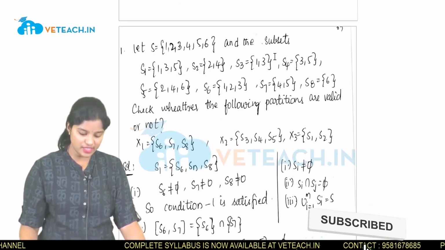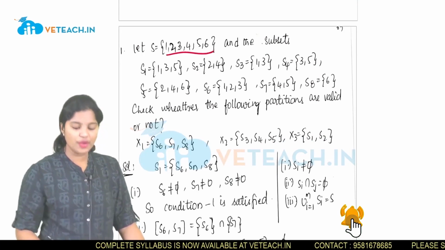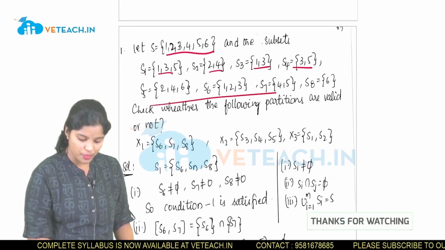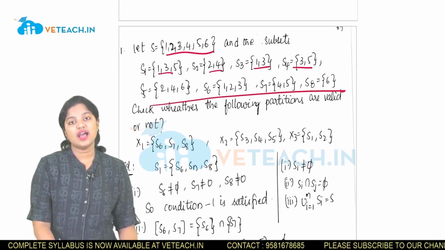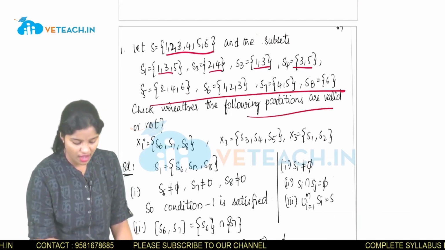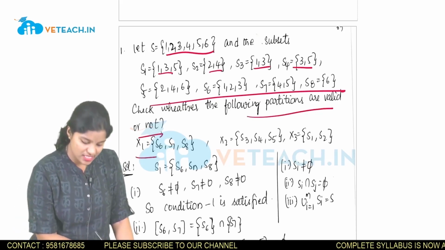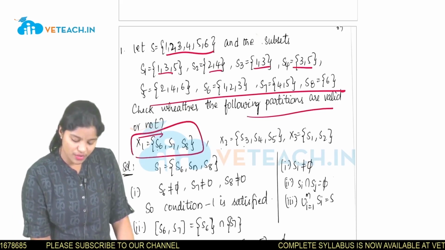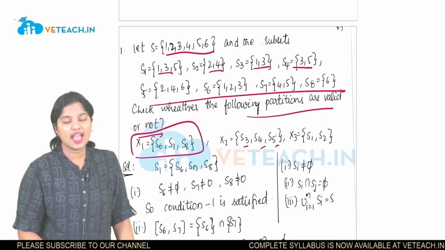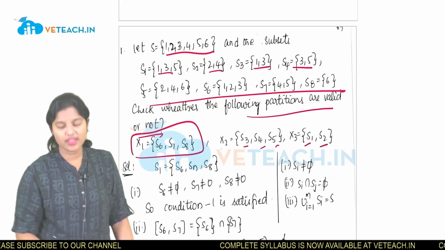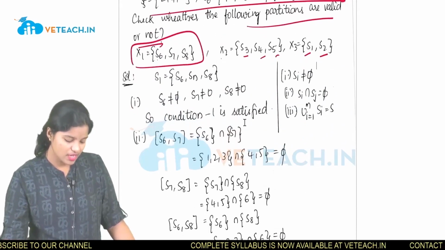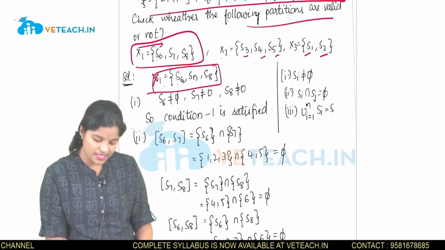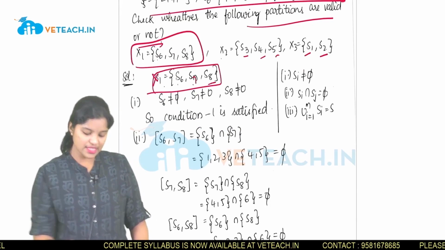Let's take another example. S is equal to {1, 2, 3, 4, 5, 6}. S1, S2, S3, S4 up to S8 are given. They ask us to check whether the following are valid partitions or not. X1 is equal to {S6, S7, S8}, X2 is equal to {S3, S4, S5} and X3 is equal to {S1, S2}. Let us take X1 first, that is {S6, S7, S8}.